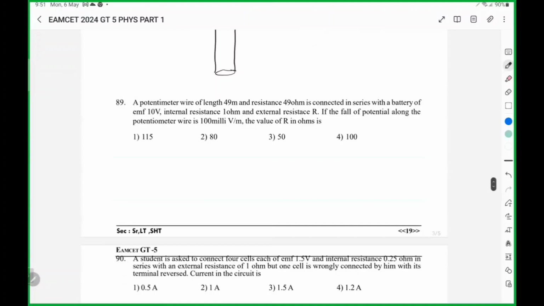The potentiometer wire of length 49 meters and resistance 49 ohms is connected in series with a battery of EMF 10 volts, internal resistance 1 ohm, and external resistance R. Follow the potential along the potentiometer wire, where AB is the potentiometer wire.